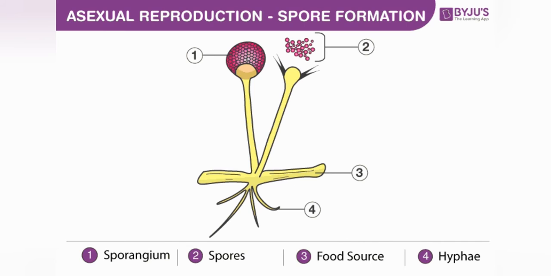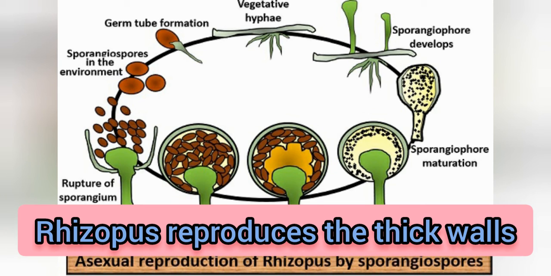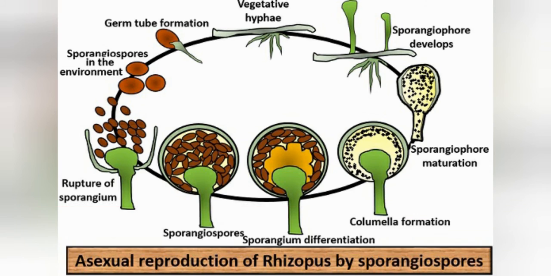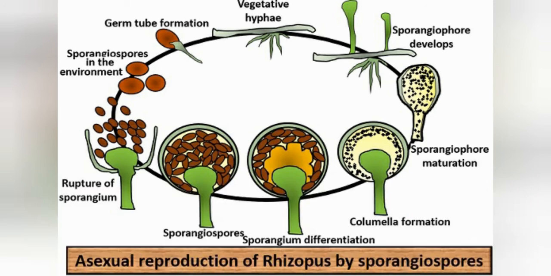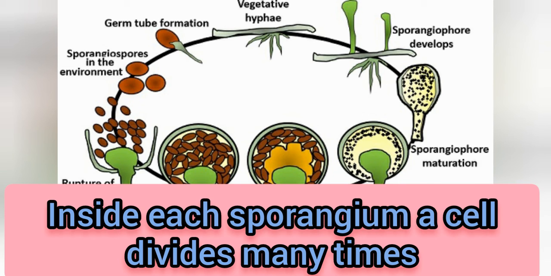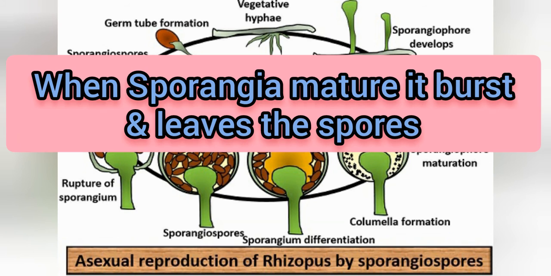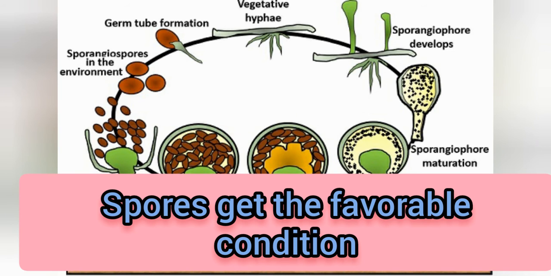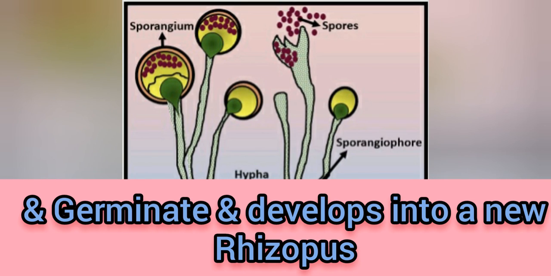Then spore formation, and it occurs in most of the fungi. For example, let's talk about Rhizopus. Rhizopus reproduces by thick-walled sac-like structures that are known as sporangia. Inside each sporangium, a cell divides many times and forms many daughter cells called spores. And when the sporangia mature, they burst and release the spores. When spores get favorable conditions, they germinate and develop into a new Rhizopus. That's all about spore formation.